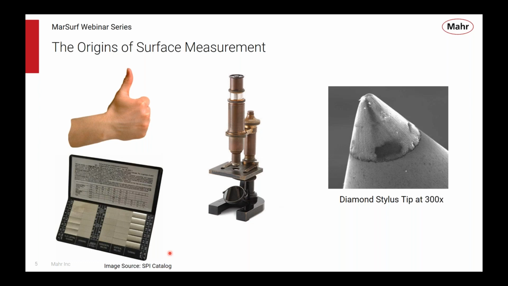And then the first instruments, which actually took a diamond and moved a diamond across the surface to measure it, started in the 1930s, but didn't become really popular until about the 1950s. In the far right view, you see a scanning electron microscope view of a diamond stylus, the tip on a diamond stylus that would be used to drag across the surface and measure the motion of that stylus as it follows across the surface, and therefore get a representation of the surface coming from that diamond.